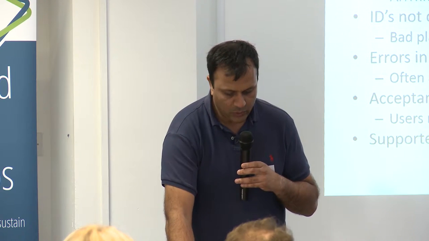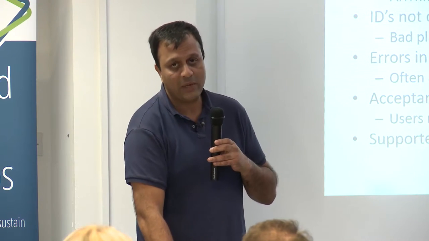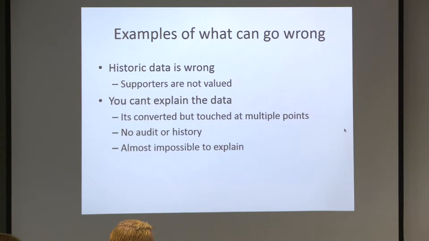Supporters log in and cause problems. So they log in and they don't see their information, and the first call is back to the client. What's happened to my data? Something's gone wrong. Historic data is wrong. So what happens there is you can't show a supporter who's been supporting you for 20 years that you know about them. That's kind of horrific in fundraising terms, and it happens. So again, these are side effects of not planning properly.